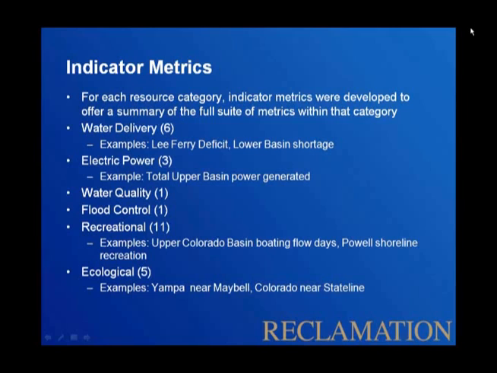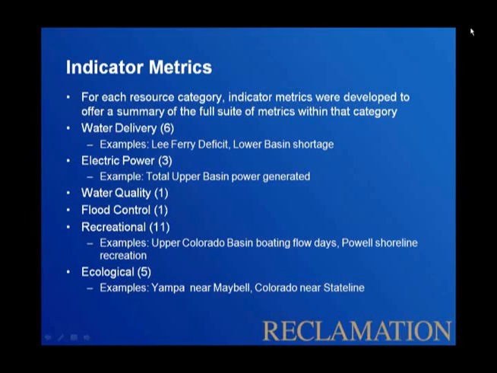Under water delivery, you'll see we had 6 total. 2 examples are shortage in the lower basin, and then also what we're calling a leaf area deficit. Essentially, in the case of the upper basin, when flow at leaf area over a 10-year period falls below 75 million acre feet, we determine that there's a deficit, and we report the shortfall to that 75 million total volume, and then also the frequency. And so that's one important indicator metric for upper basin water delivery.